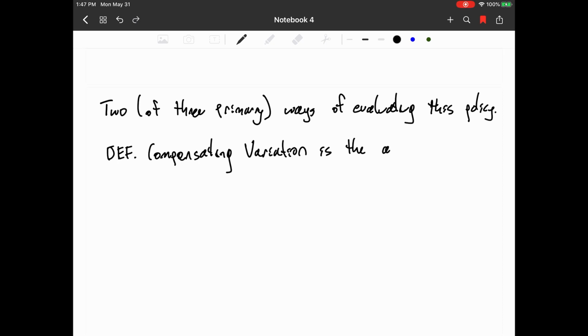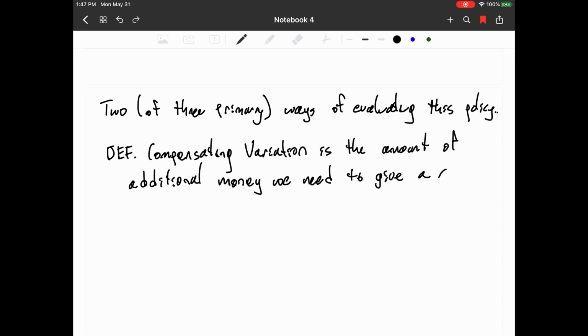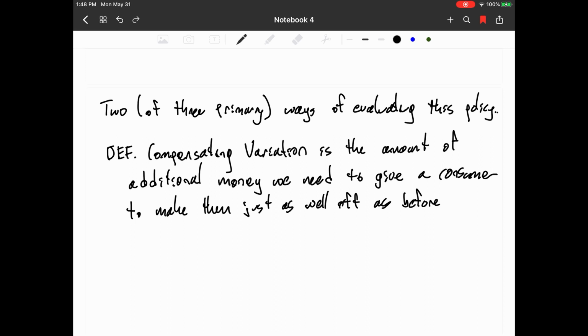It is the amount of additional money we need to give a consumer to make them just as well off as before the policy. Okay.